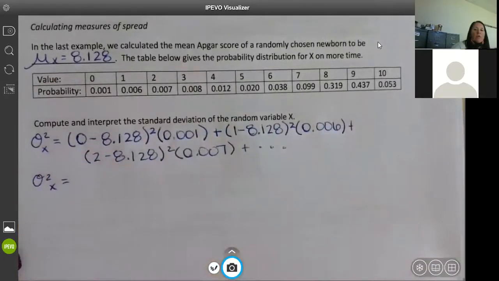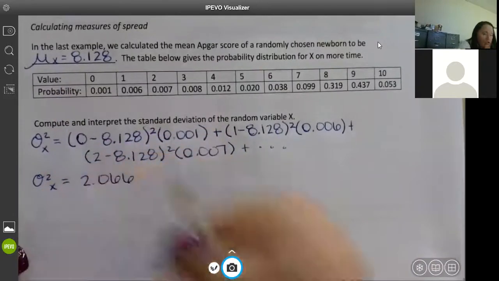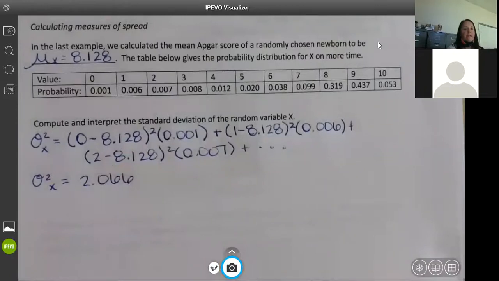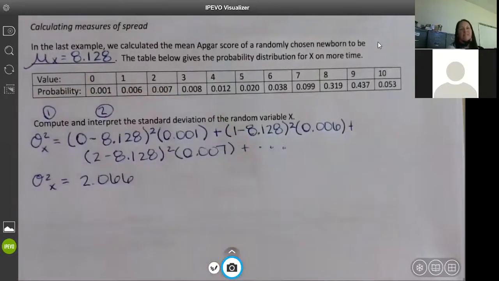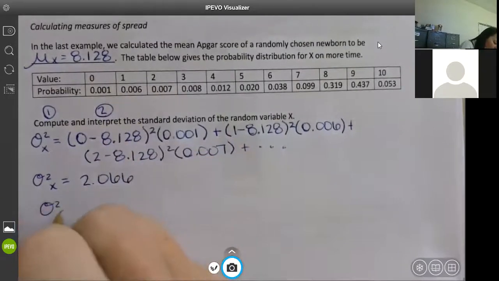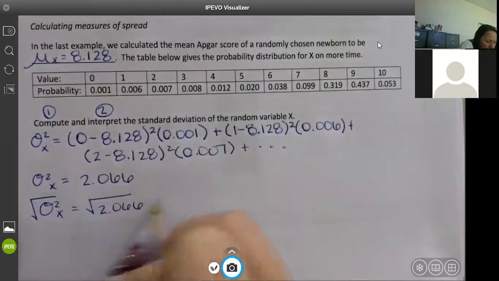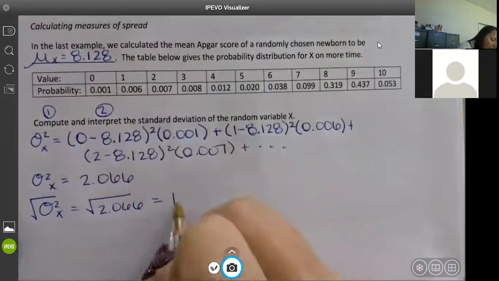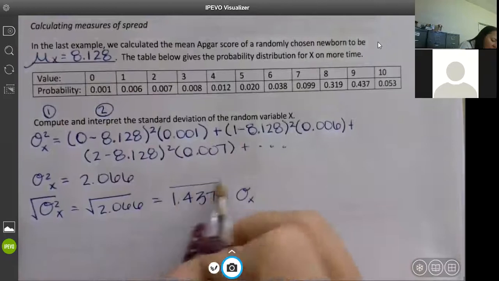So then, to let you know, when I actually calculate all of that up, I get 2.066, but this is the variance. It asks me to compute first and second to interpret the standard deviation. So now how do I find the standard deviation? When we get that, it is 1.437, which is your standard deviation.